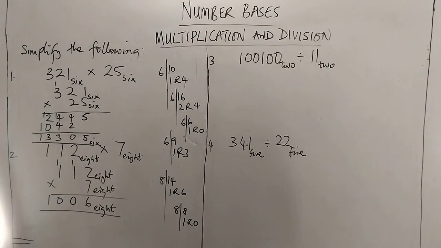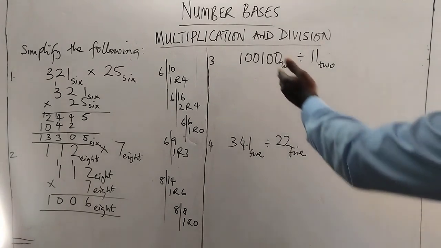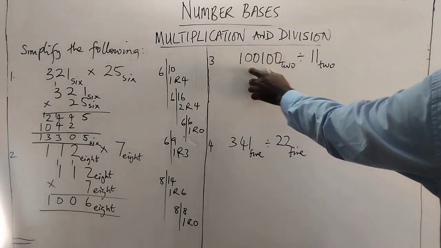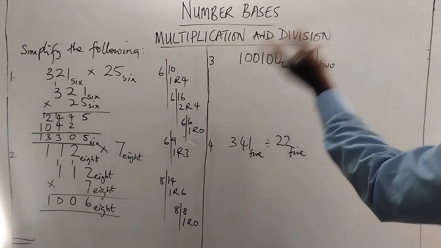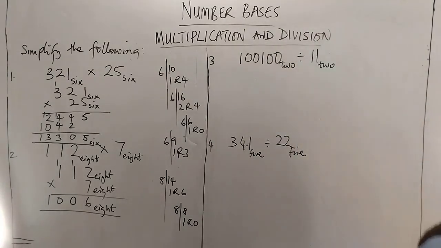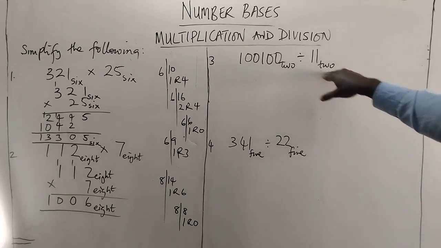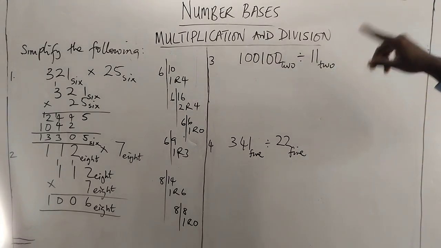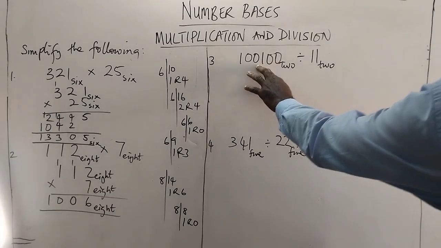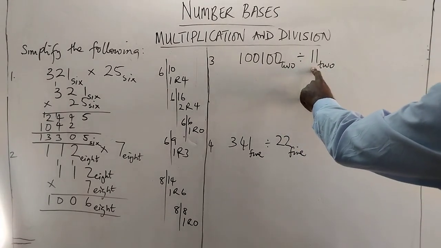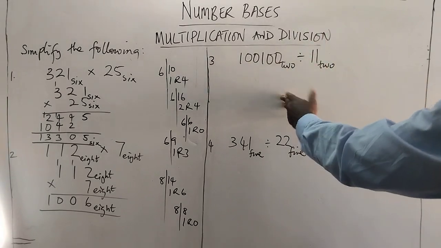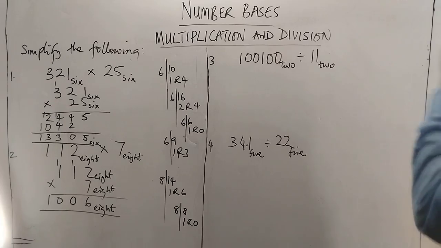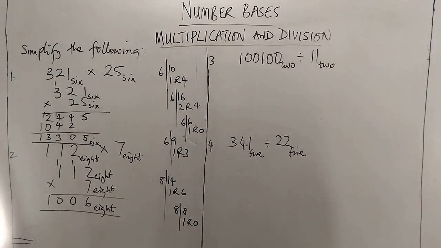Now, for the division aspect. In division, what we do here is this. You convert the two numbers that are involved in division to base 10, do your division in base 10, and return the answer back to the base, which is 2. In this question, the two numbers are in base 2. That means the answer will also be in base 2. Change this one to base 10, change this one to base 10, do your division in base 10, and return the quotient to base 2.